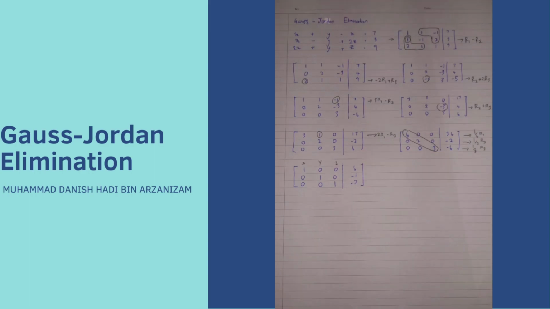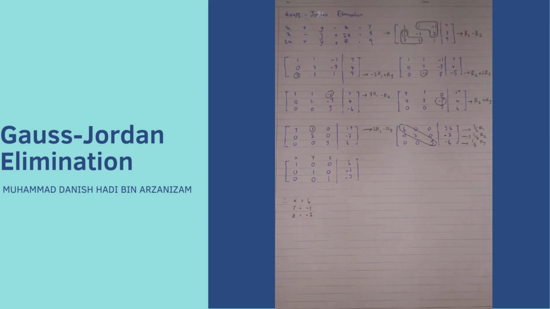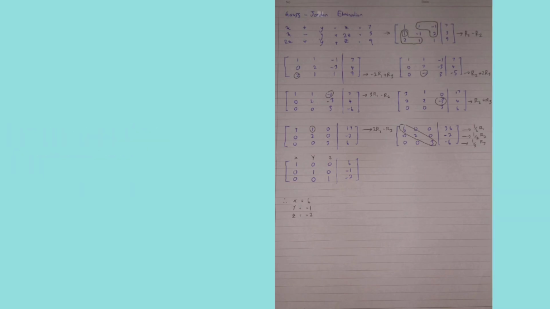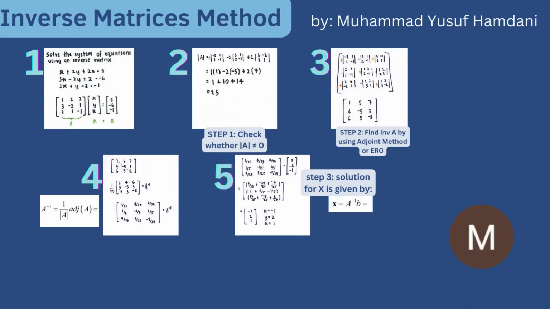Keep in mind that the left column gives the values of x, y, and z. So x1 is equal to 6, y1 is equal to -1, and z1 is equal to -2. So the answer of this question will be x equals 6, y equals -1, and z equals -2.